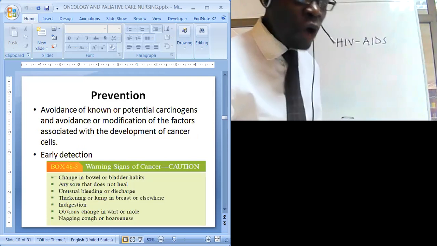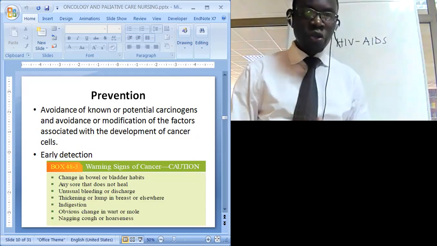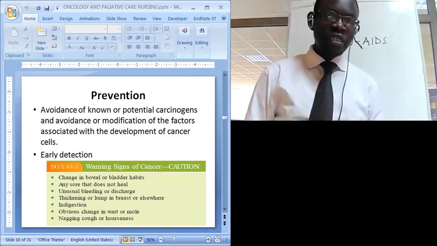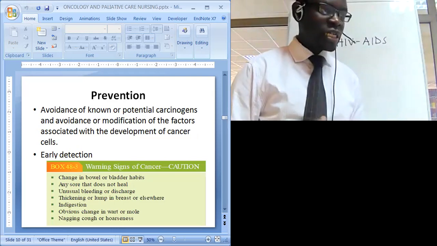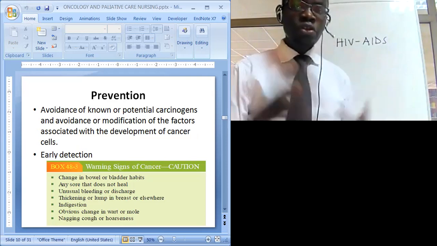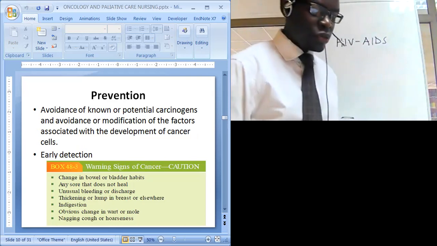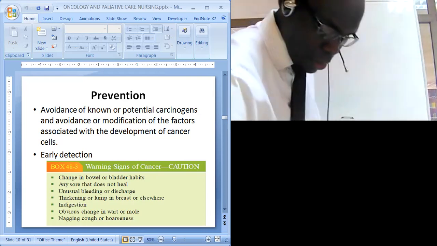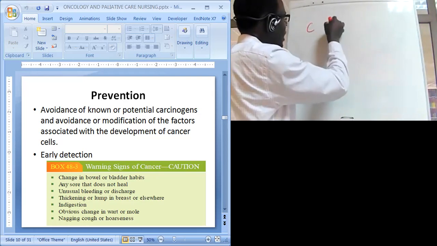Now, how do we prevent the development of cancer? We have known the predisposing factors, and one of them are the environmental predisposing factors. So what you want to do is to avoid any known or potential carcinogens that you are aware about. So when you avoid these, then you reduce your chances of getting cancer. But also it is very important to know that early detection also plays part. So whenever we talk about early detection, there's a word that we talk about, and that word is caution.